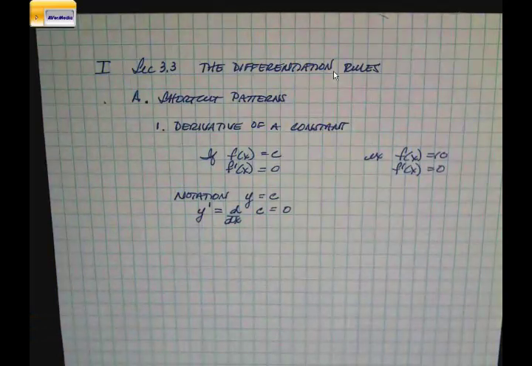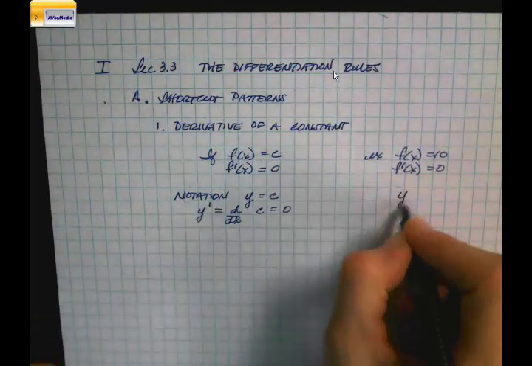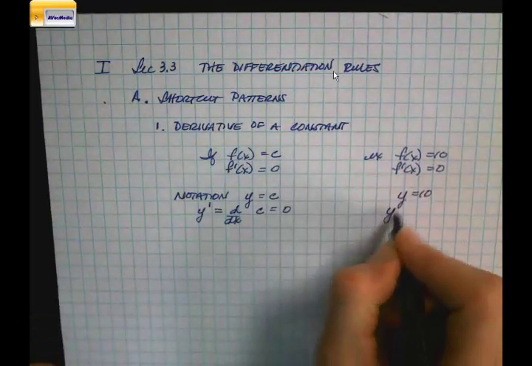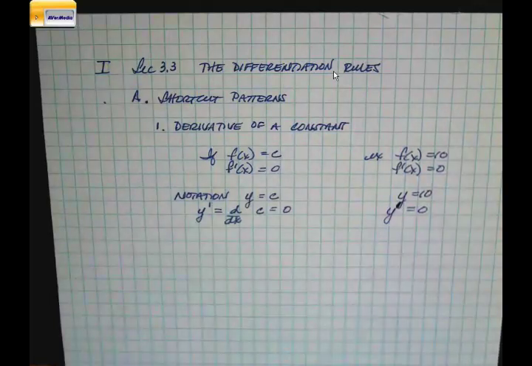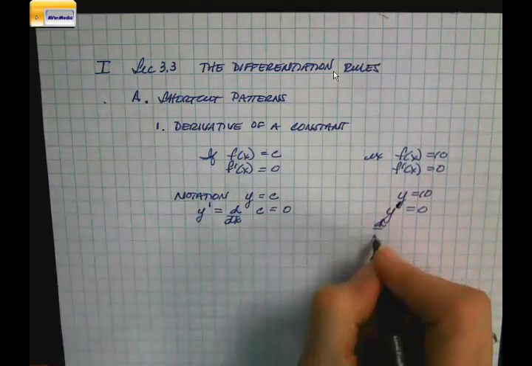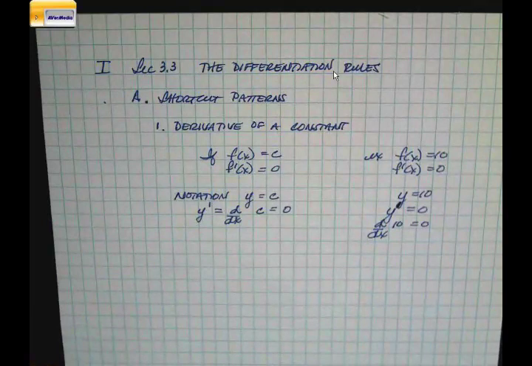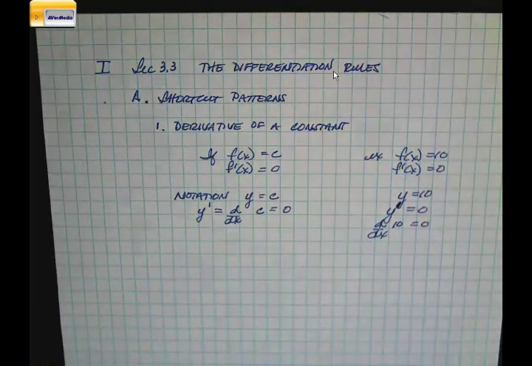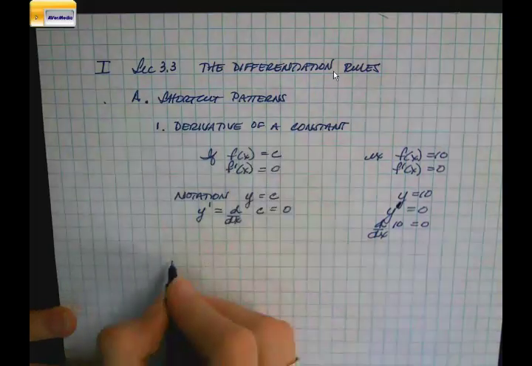So all these notations, I'm going to try to show you more than one notation just so that you are comfortable. This is the same thing, a different notation. So over here, if they said y equaled 10, you could say y prime equals 0. Or you could say d/dx of 10 equals 0. These are all your various shorthand notations of doing the same thing, which is calculating the first derivative. Okay, that's your first rule.